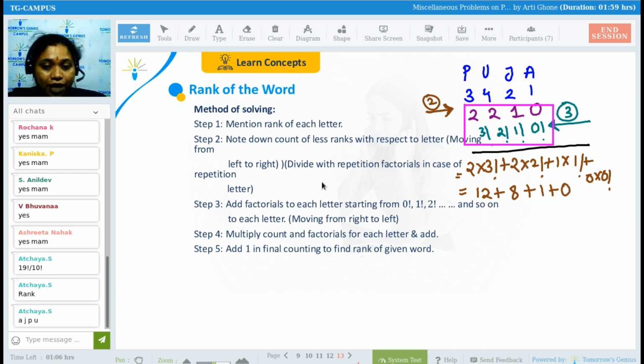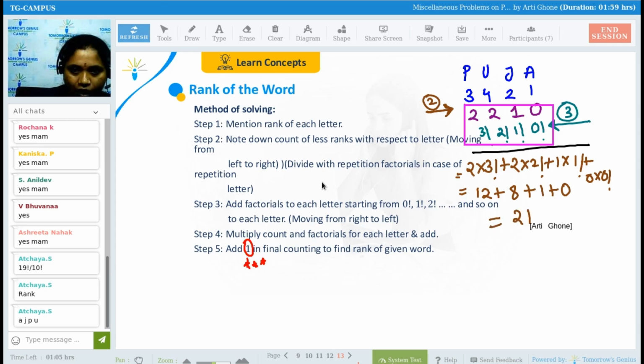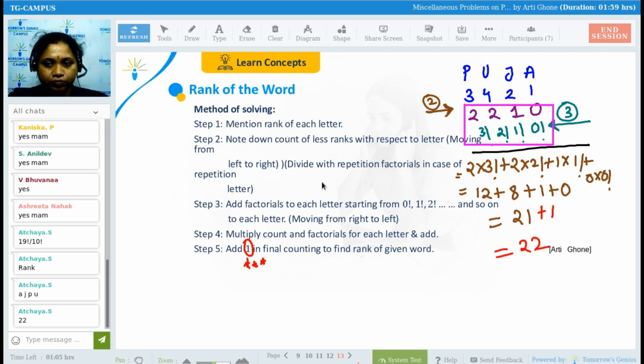Okay. Add 1 in the final counting of rank. This is a very important, extremely important point. Many times students forget to add. Add 1 in the final counting of rank. Very, very important. Okay. So what will be the total counting over here? 21. Plus 1 I am putting. So it is 22. Clear?